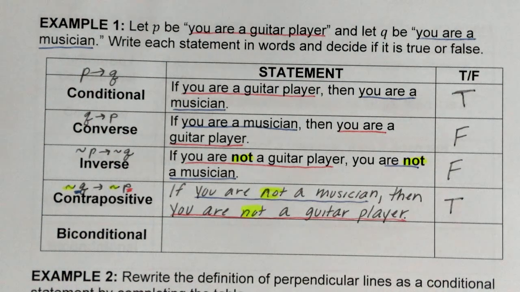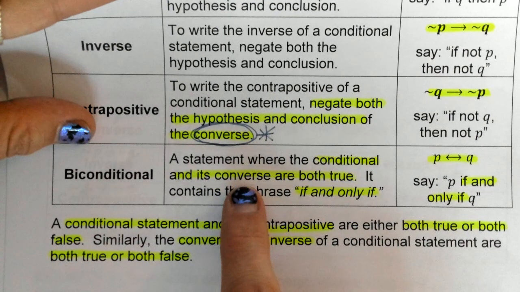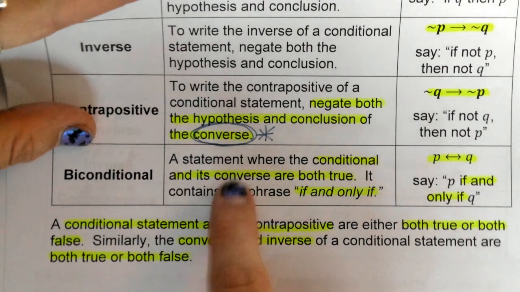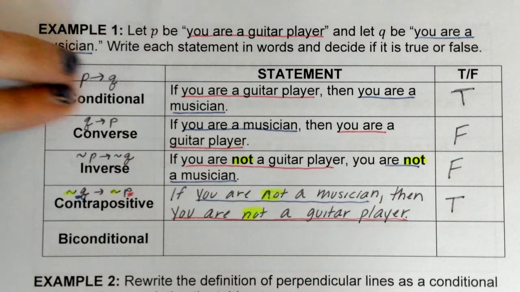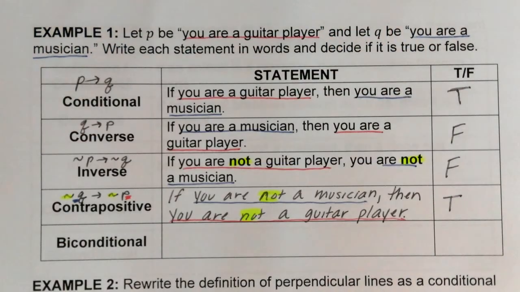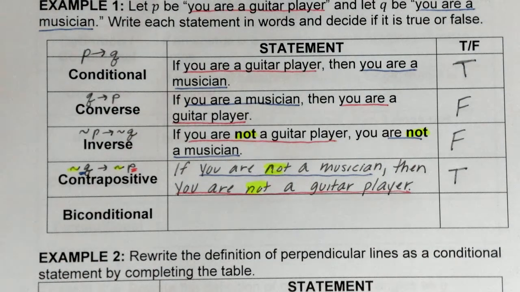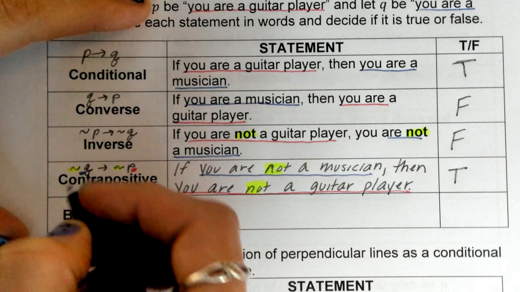Now, this is one situation where your biconditional actually would not exist. Because if we look back at the first definition here, our biconditional is when both the conditional and the converse are true. And if you look at your conditional and your converse, they are not both true. So technically your biconditional would not exist with this situation. But we're going to go ahead and still use it, and just write it as if the biconditional did exist.